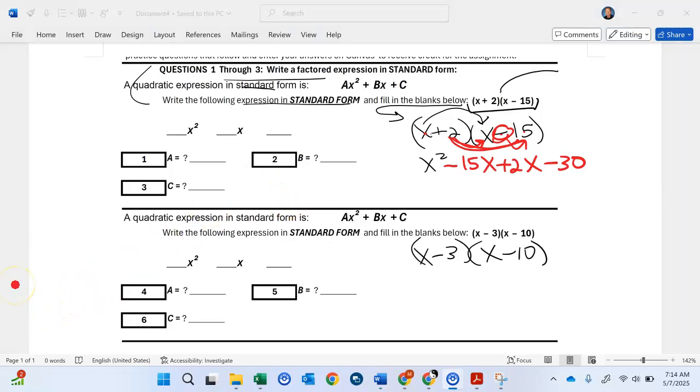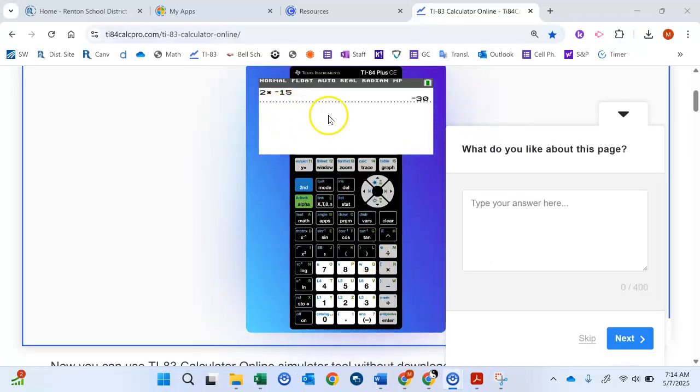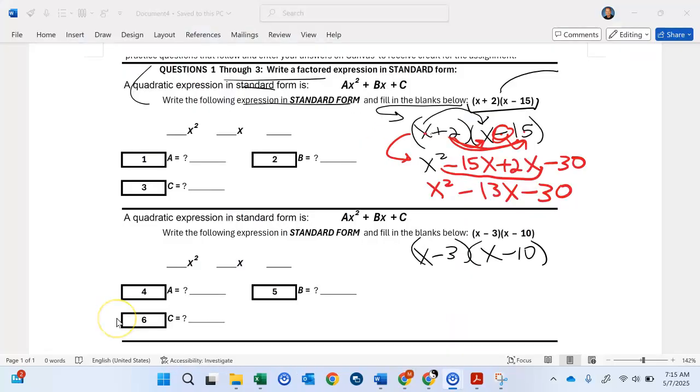And now when we put these together, after we do the FOIL method, x squared is just x squared, but I can combine these two together, so that's negative 15 plus 2x. Again, you can use a calculator if you need to. Negative 15, remember, I'm starting with that, so it's negative 15 plus the 2, enter, and I get negative 13. So I get x squared, then negative 13, of course, negative 30.